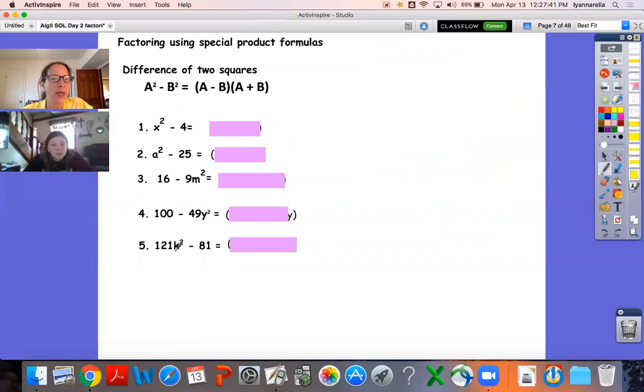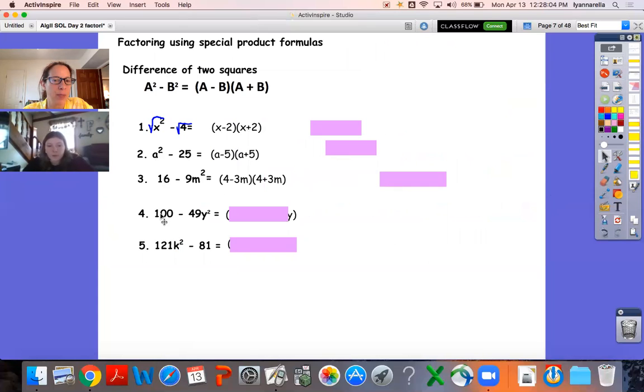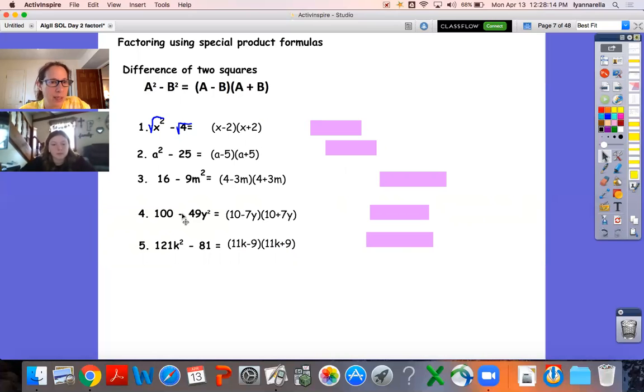And then here are a quick difference of squares. So if you were taking the square root of x squared, you get x, and the square root of 4, you get 2. And because there's a negative, you have to have a plus and a minus in between. So x minus 2, x plus 2. And this would be a minus 5, a plus 5. This would be 4 minus 3m, 4 plus 3m. And this would be 10 minus 7y, 10 plus 7y. And this would be 11k minus 9 and 11k plus 9. Okay, those are the easy ones. You got them? Yes. Okay.